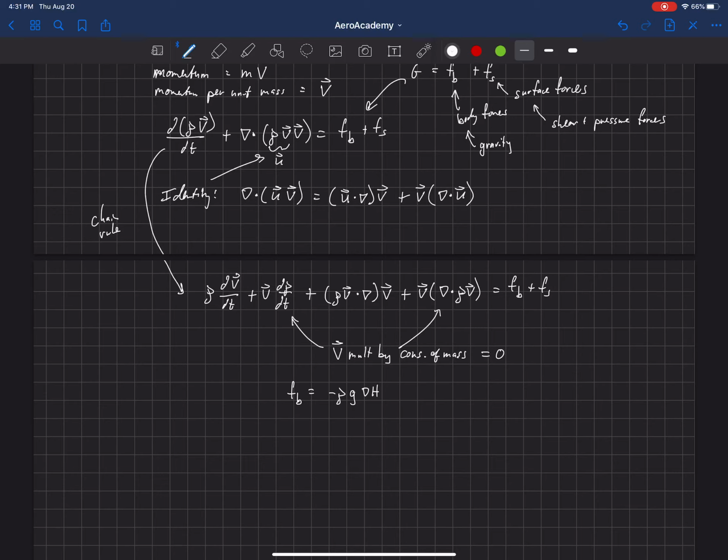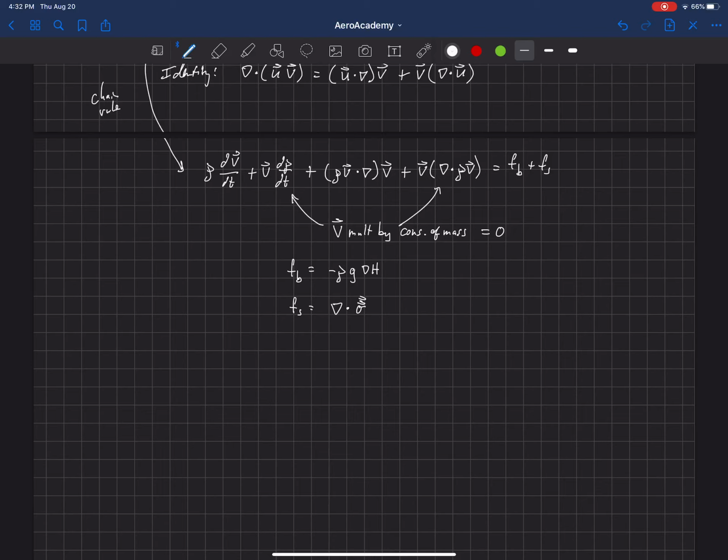And then our surface forces are just a little bit more complicated. So our surface forces are equal to del dot sigma, and that's a tensor. Sigma is the fluid stress tensor. So our surface forces are the divergence of the fluid stress tensor. Let's just write that out here.